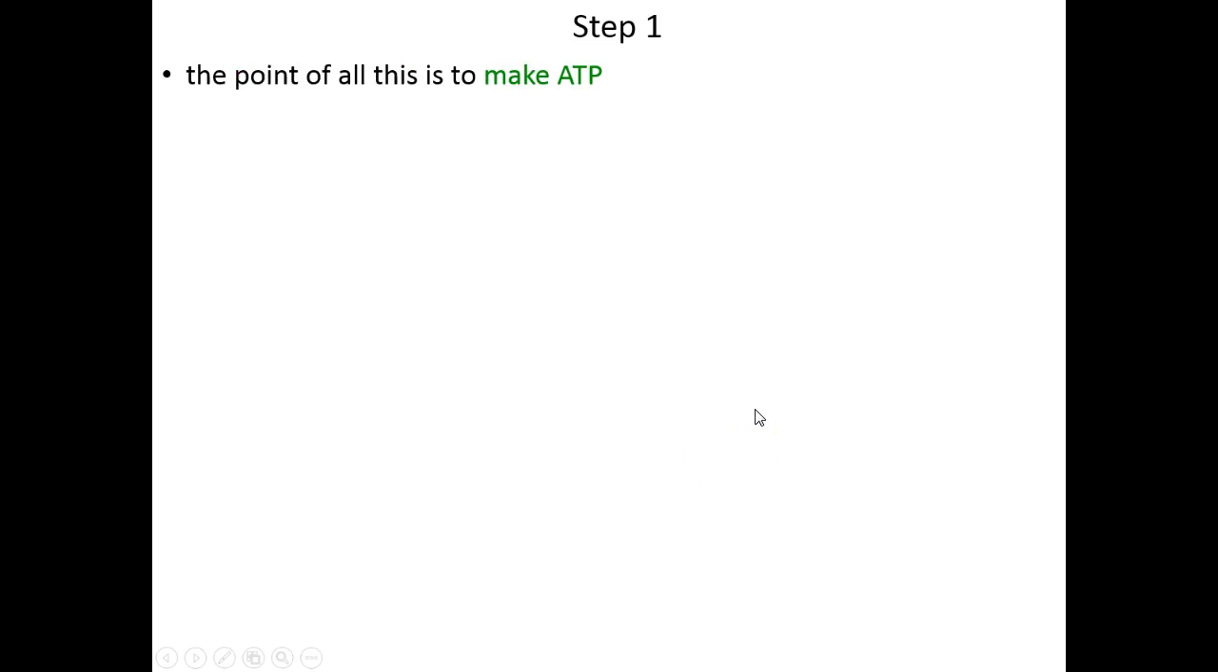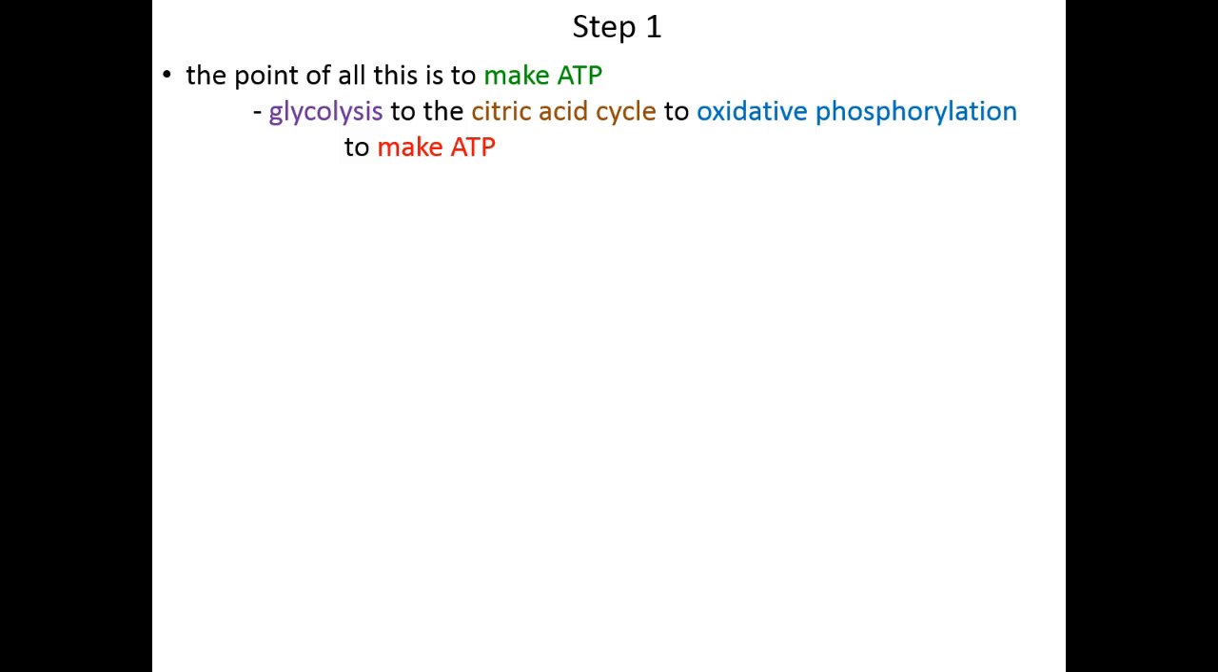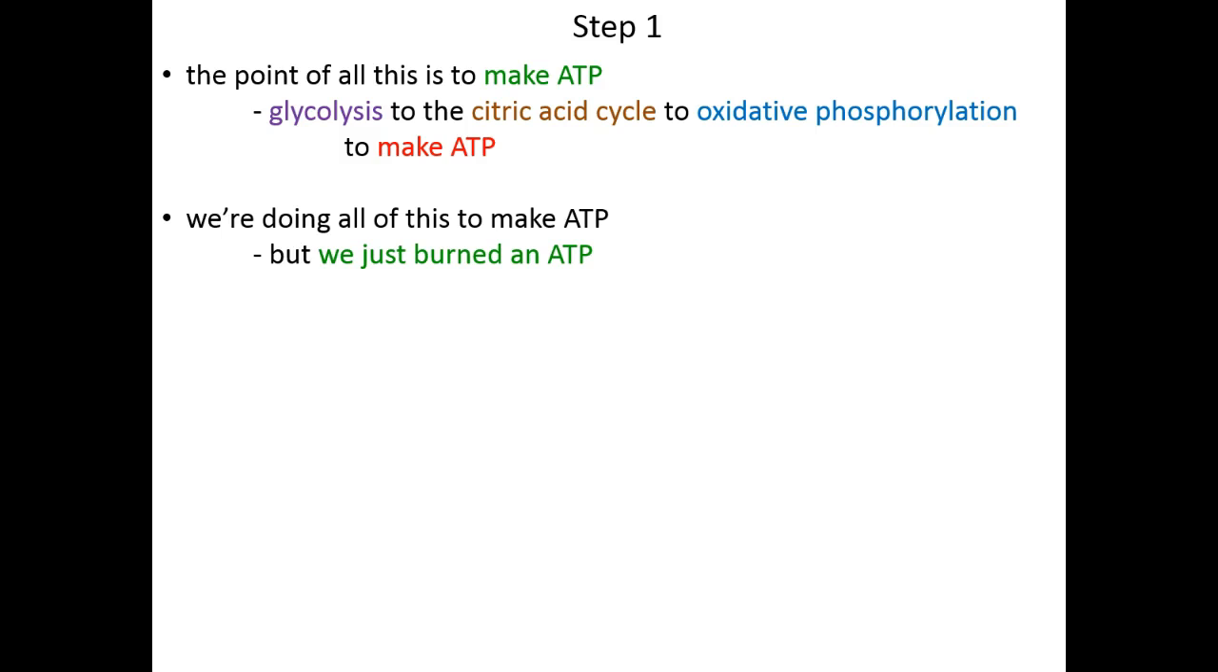So there's an irony in this story, however. The point of glucose metabolism is to make ATP. That's why we're doing everything we're about to be doing for the next 6 lectures. Glycolysis, the citric acid cycle, the electron transport chain, oxidative phosphorylation, all of it is only so that the cell can make ATP. Yet, here we are in step 1, burning ATP. What's going on?